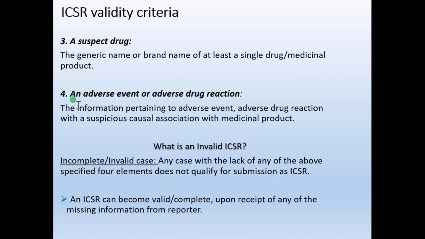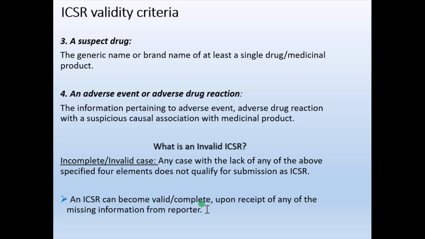And another element required for making an ICSR valid is the presence of an adverse event or adverse drug reaction in the collected safety information. So, when the case data or an ICSR does not contain any one of the four elements discussed now, then that particular ICSR is called an invalid ICSR or an incomplete case. An invalid ICSR becomes valid when the missing element information becomes available.